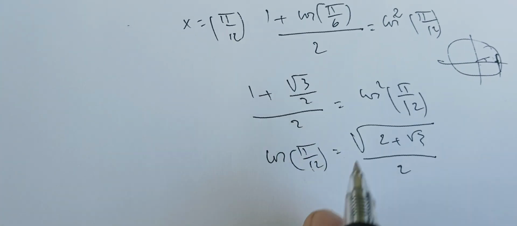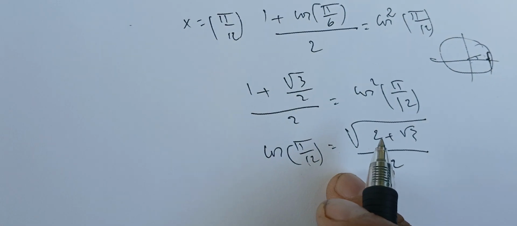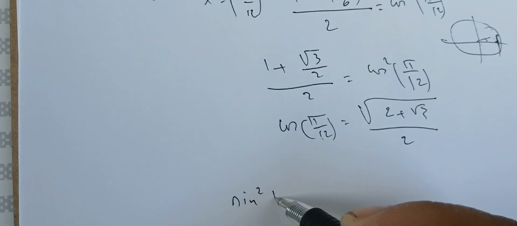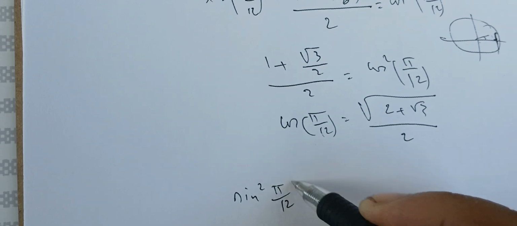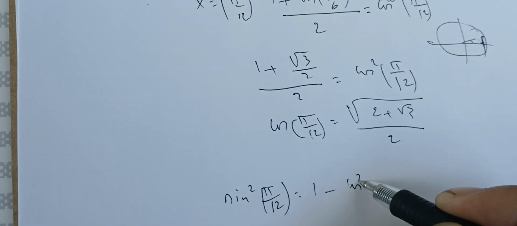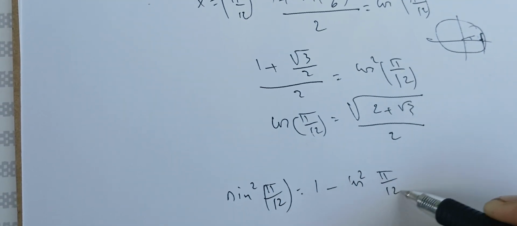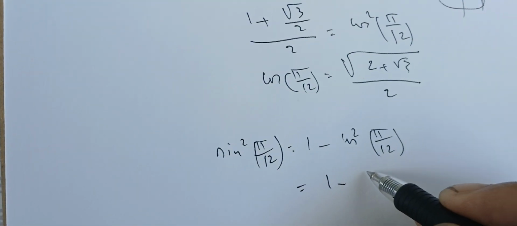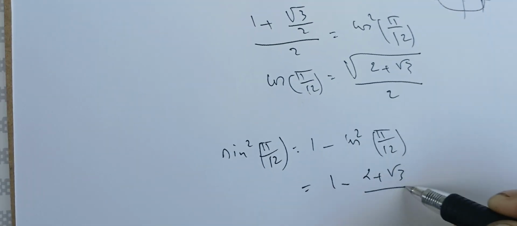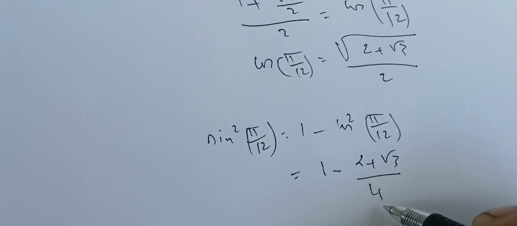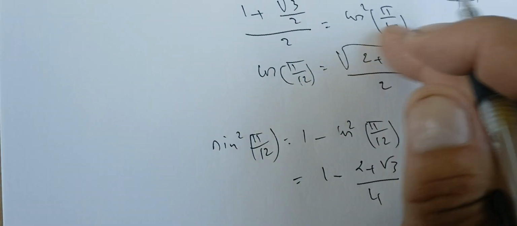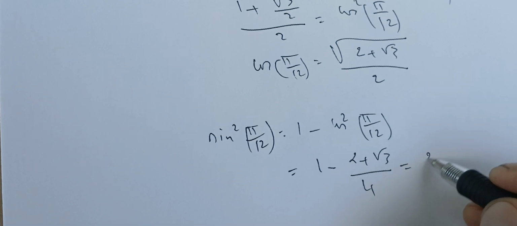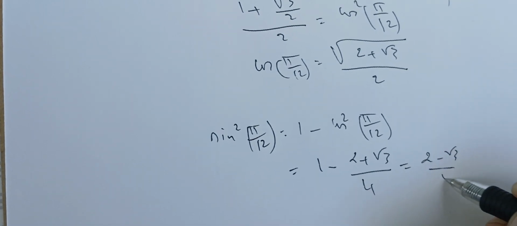Now we can compute the sine. We know that the sine squared of pi over 12 is 1 minus cosine squared of pi over 12. Using this one here, we get 1 minus 2 plus square root of 3 over 4. When we square, we get the square root, and we square 2 to get 4. Therefore, we have 2 minus square root of 3 over 4.